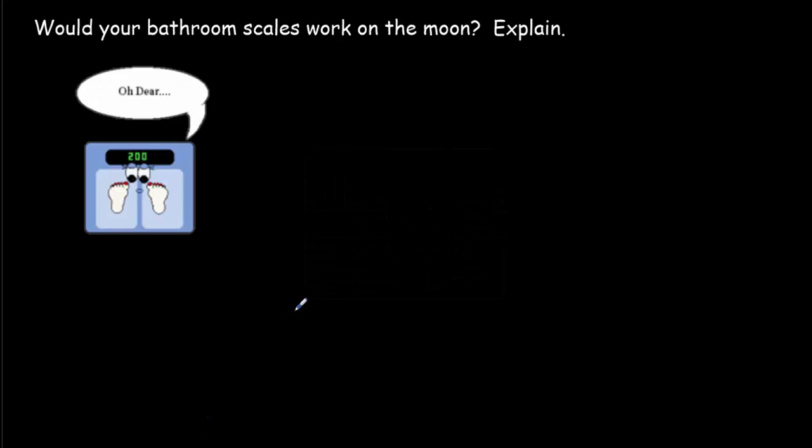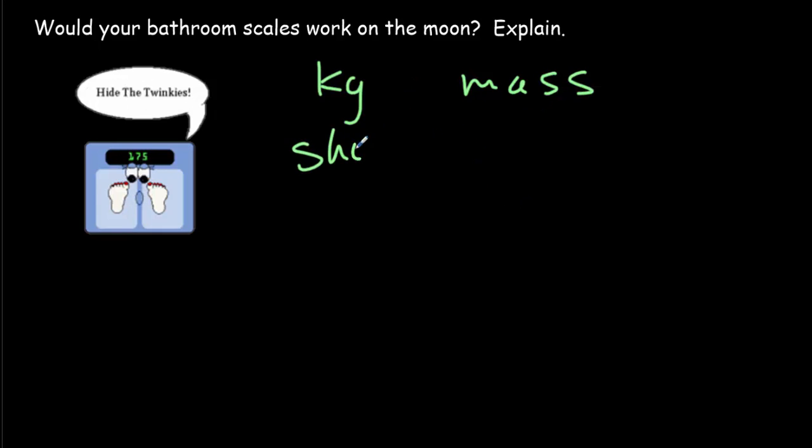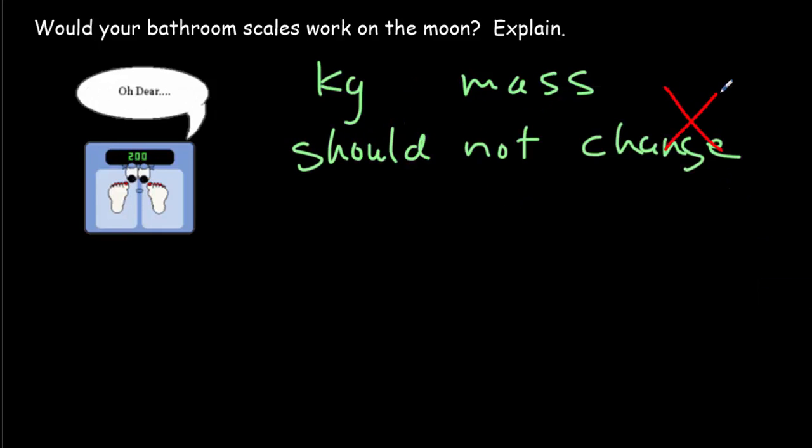The answer here is yes and no. Typically, your scales are reading in kilograms, and that's units of mass. And mass doesn't change anywhere in the universe. However, our scale is set up to measure gravitational force. It's really set up to measure weight. It's the gravitational force that squeezes that spring that gives you a reading on your scale. So mass should not change, so it's wrong.